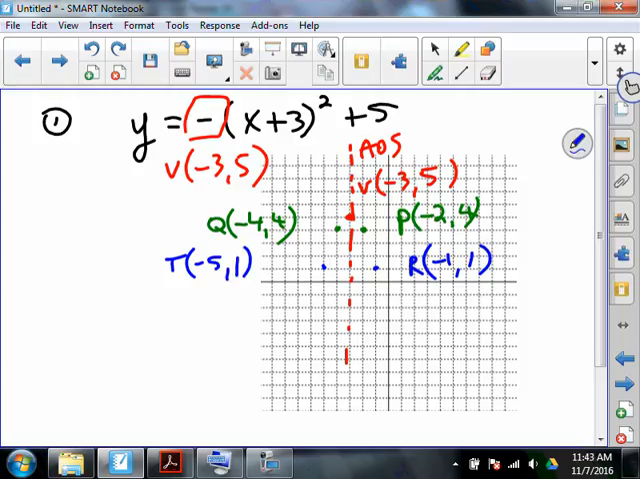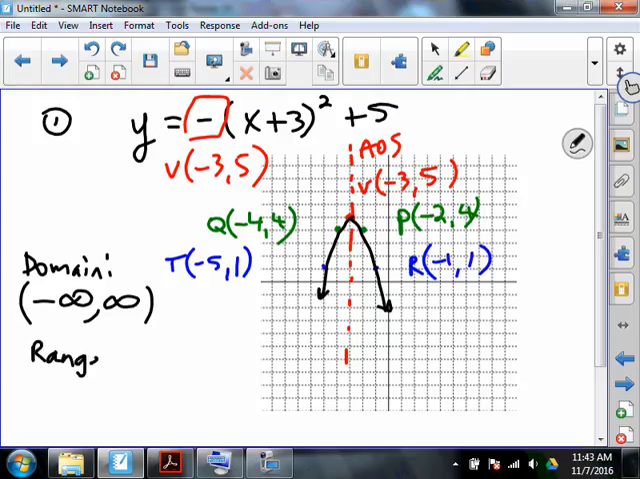Also, I probably should sketch the function because parabolas are curved. State the domain. So the domain, it's always going to be this. It's never going to change. Anytime we graph a polynomial, it's all real numbers. State the range.